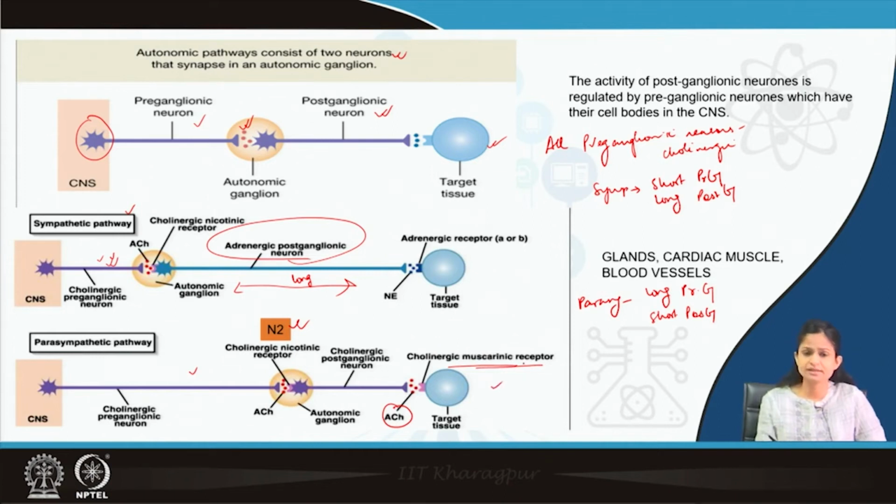If the fiber is sympathetic, it will secrete norepinephrine, and this will bind the adrenergic receptors present in the target tissues, that can be alpha and beta. Also epinephrine, which is secreted from the adrenal medulla, also binds to these adrenergic receptors, that is alpha and beta.